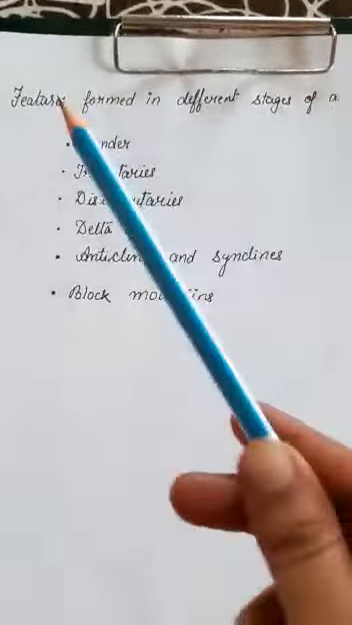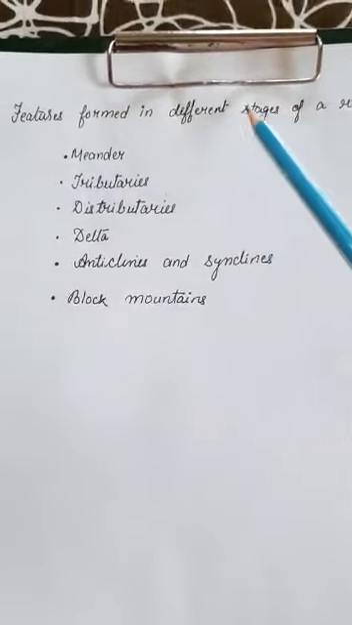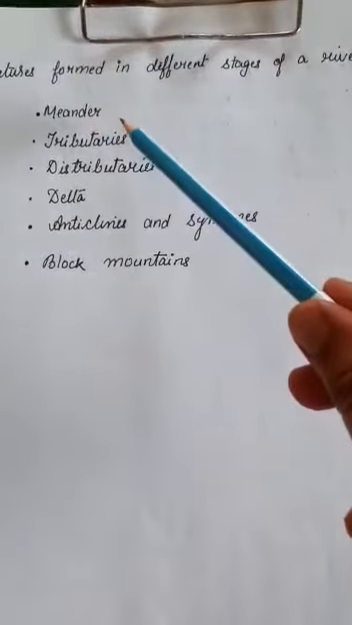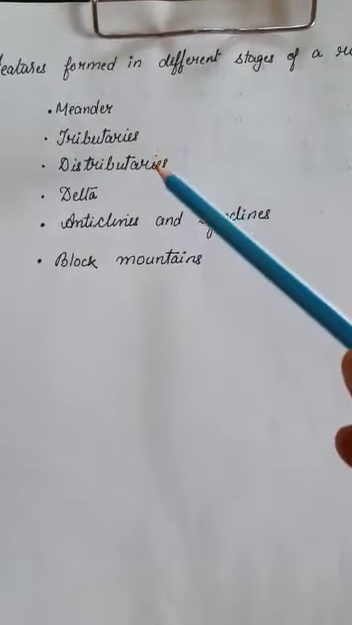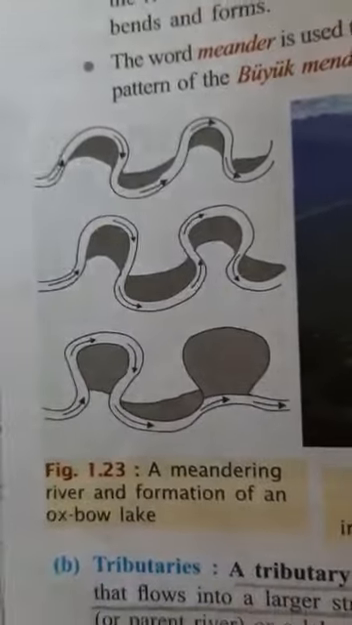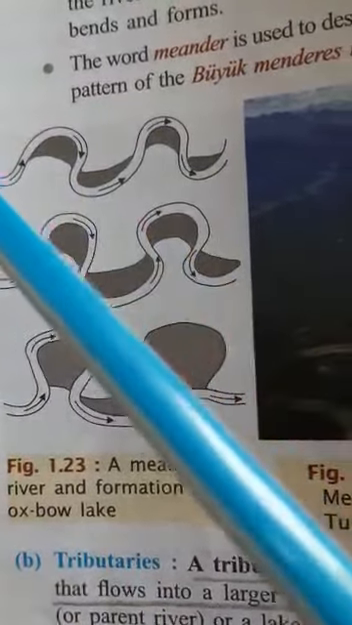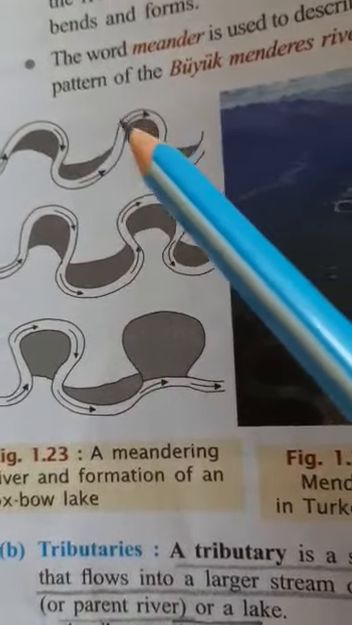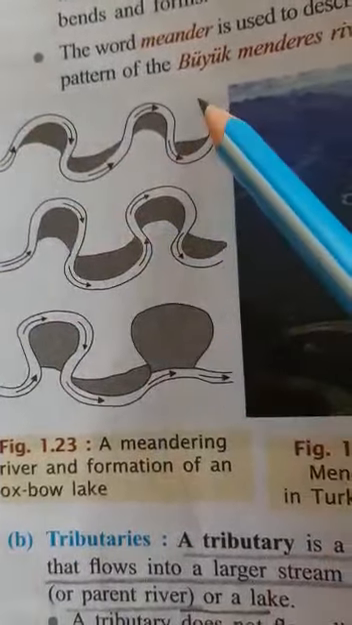Now let us discuss the features that are formed in different stages of a river. The features are meanders, tributaries, distributaries, delta, anticline, syncline and block mountains. I already told you about meanders. Now let us start with meanders. I already told you they are S-shaped loops. Now how are these S-shaped loops formed?